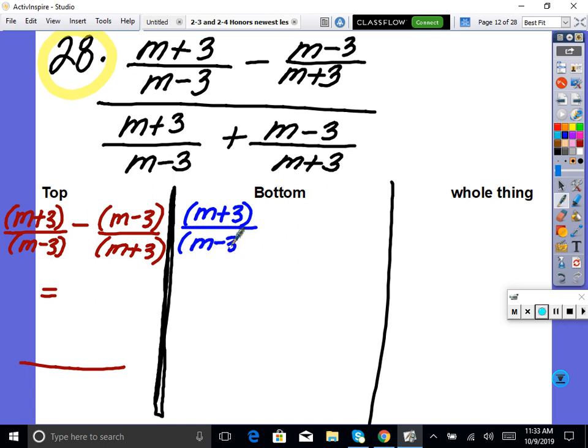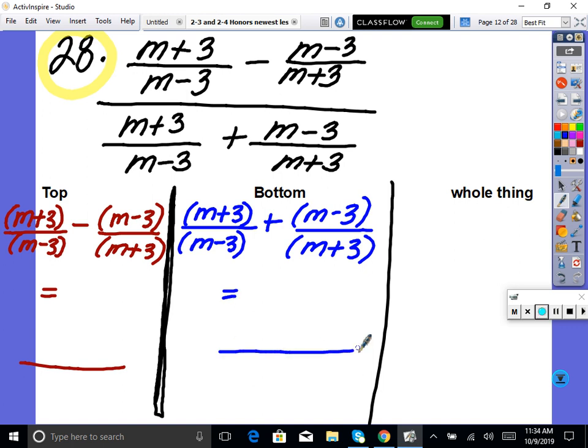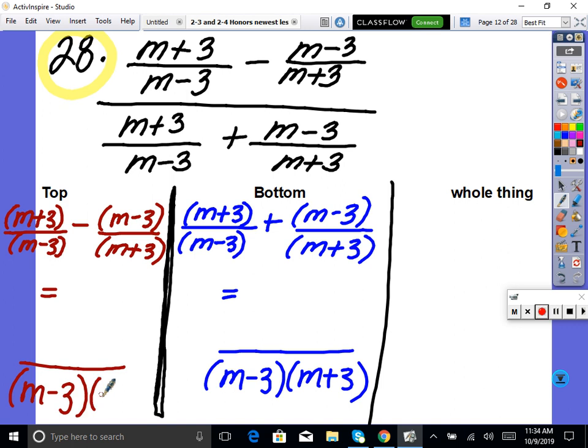Be so careful getting those common denominators and combining like terms. You can do it. Right, it's just got to be so careful. Exactly.